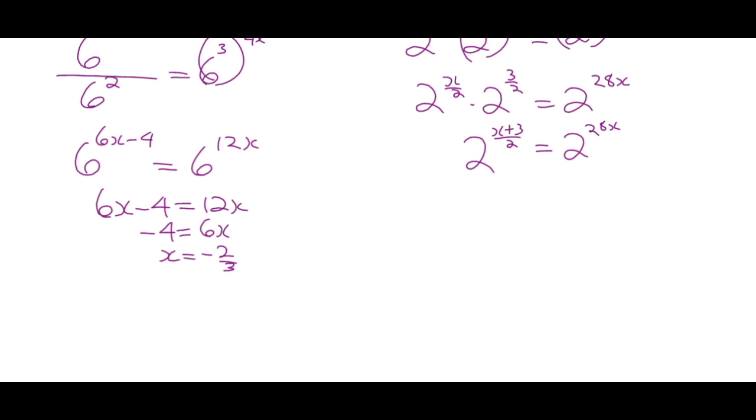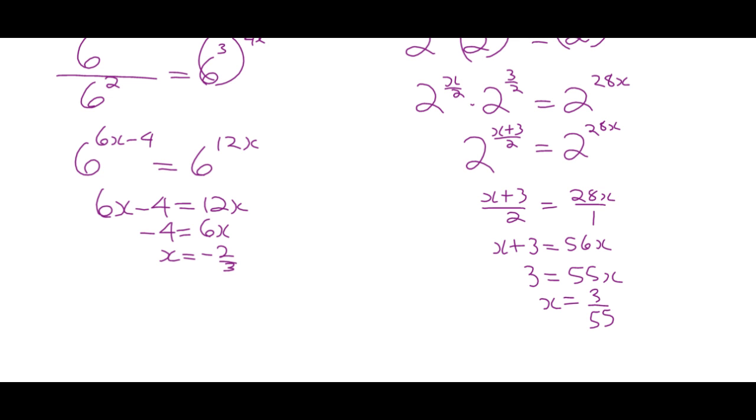Okay, we're now down to the point where we have 2 to something is equal to 2 to something else. So now we equate something and something else. So we equate x plus 3 over 2 with 28x, or over 1 if you like, cross multiply. X plus 3 is 56x. So 3 would be 55x. And x would be 3 over 55.